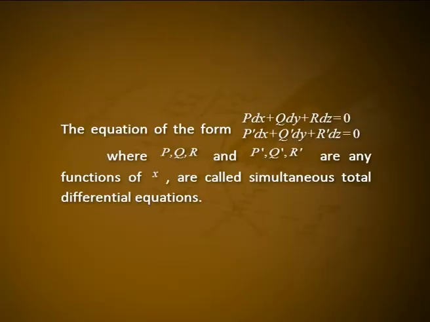For polar curves given by f of r, theta, c is equal to 0, first find the differential equation by eliminating c. Let it be f of r, theta, dr by d theta is equal to 0. Replace dr by d theta by minus r square d theta by dr and solve it. The equations of the form p dx plus q dy plus r dz is equal to 0 and p dash dx plus q dash dy plus r dash dz is equal to 0, where p, q, r and p dash, q dash, r dash are any functions of x, y, z, are called simultaneous total differential equations.